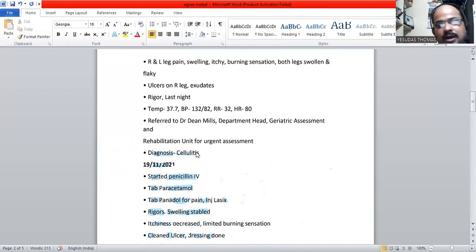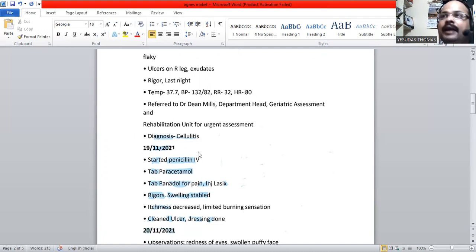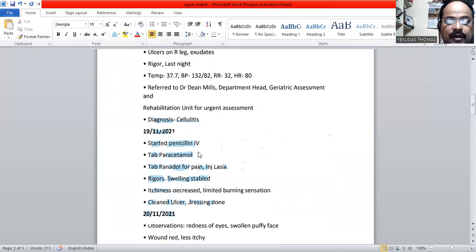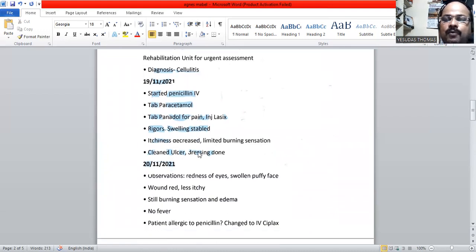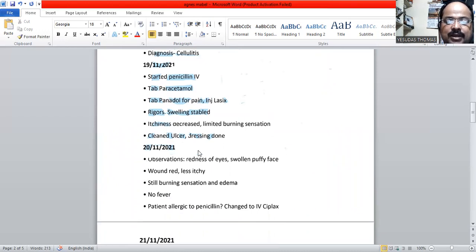The next day we started penicillin intravenously. Tablet paracetamol for rigors and fever, Panadol for pain, and injection laxatives to remove the edema and fluid retention. We have the rigors and swelling stabilized, itchiness decreased, limited burning sensation. We have improvement there. We have cleaned the ulcer. We have dressed it.